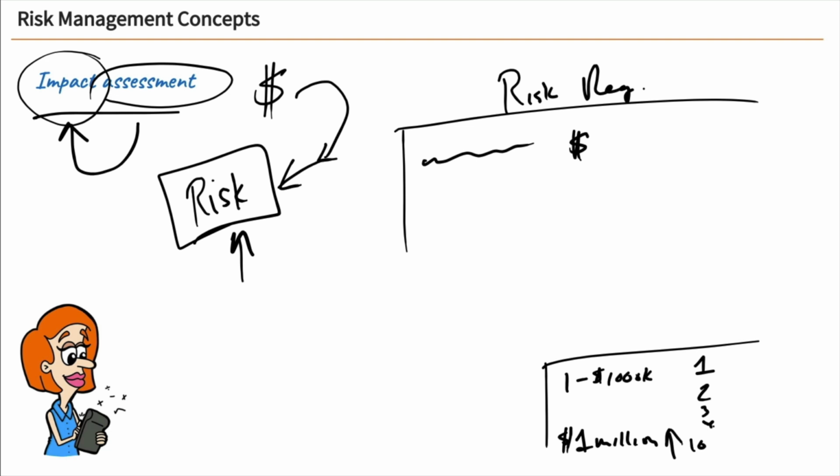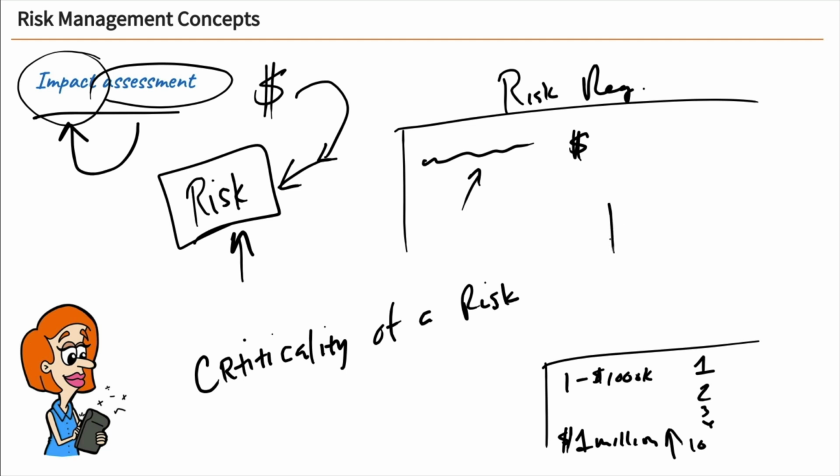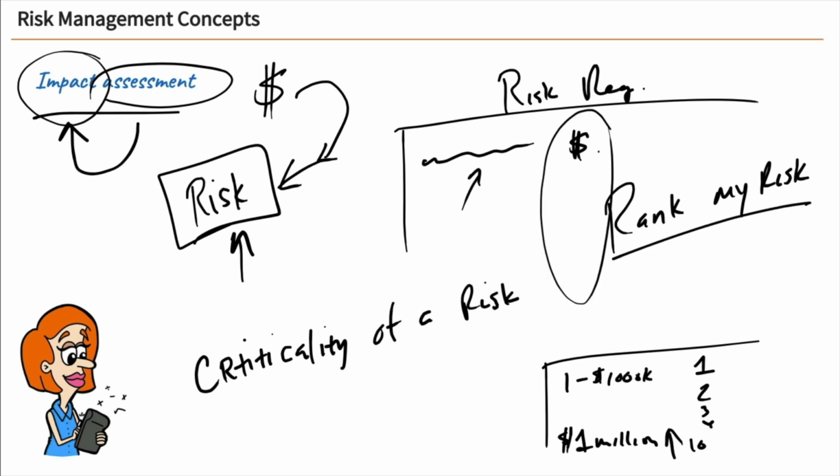And the idea is we want to rank it. So what this does is allow us to identify the criticality of a specific risk. I could say, I know this risk is really high because it's going to cost me $3 million if it was to be realized. That allows me to rank my risk based on the impact it will have on my organization. So that is impact assessment.